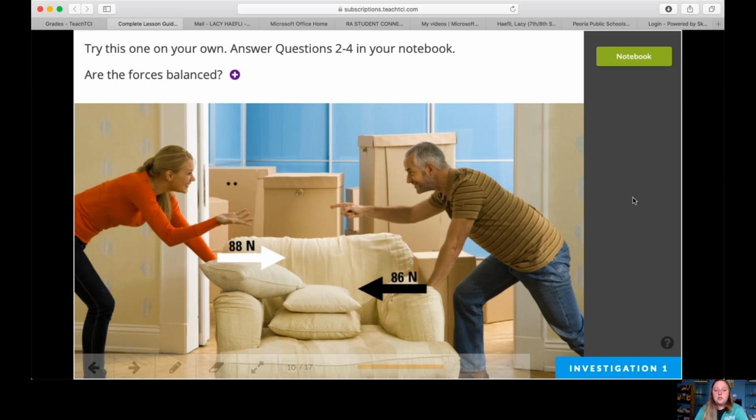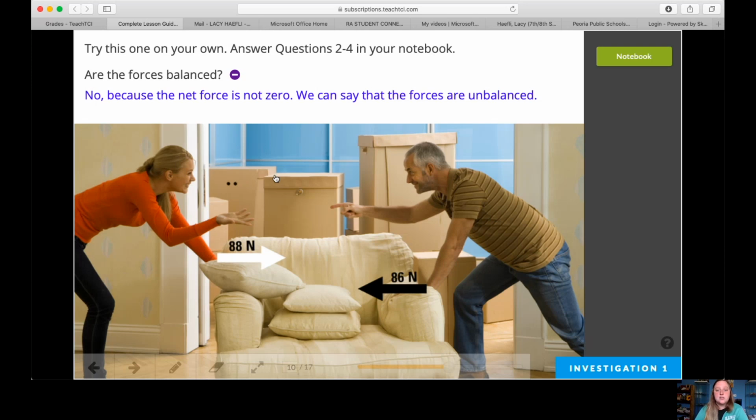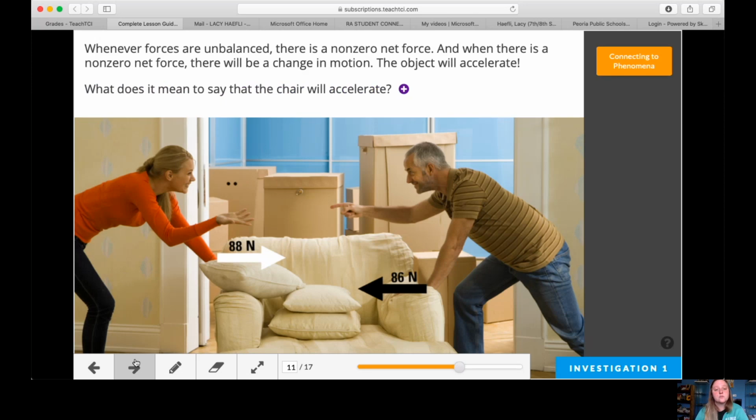Okay, so are these forces balanced? So she is pushing to the right with 88 newtons, and he is pushing to the left with 86 newtons. Okay, so is this a balanced force? Well, no, the net force is not 0. So we would calculate this and say that this is an unbalanced force. And it is unbalanced in the sense that there is 2 newtons of force. And which direction is it going to move? Well, it's going to go in the direction to the right because she has more force.